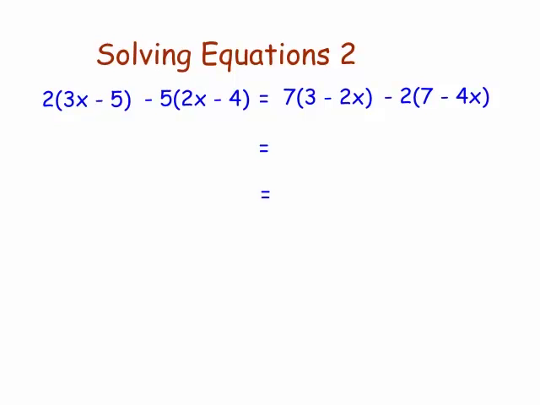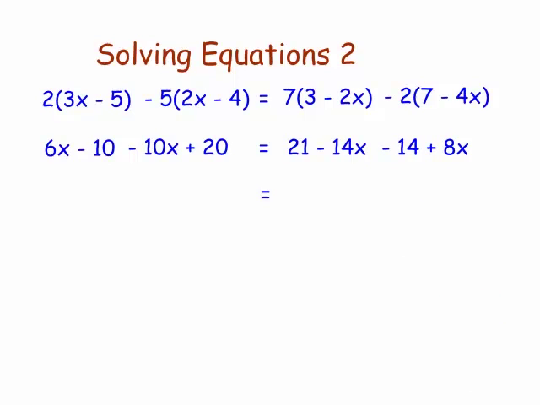The first thing is 2 lots of 3x minus 5. What's that? 6x minus 10, that's not too bad. How about minus 5 lots of 2x minus 4? Well, minus 5 times 2 is minus 10x, but we have to watch this one. It's minus 5 times a minus 4, which is a positive 20. So this is a trap to keep an eye on. Let's have a look at the next one. 7 3s are 21 minus 14x. That's not too bad. Now it becomes a minus 2 times a minus 4, which is a plus 8x. That's the next line.